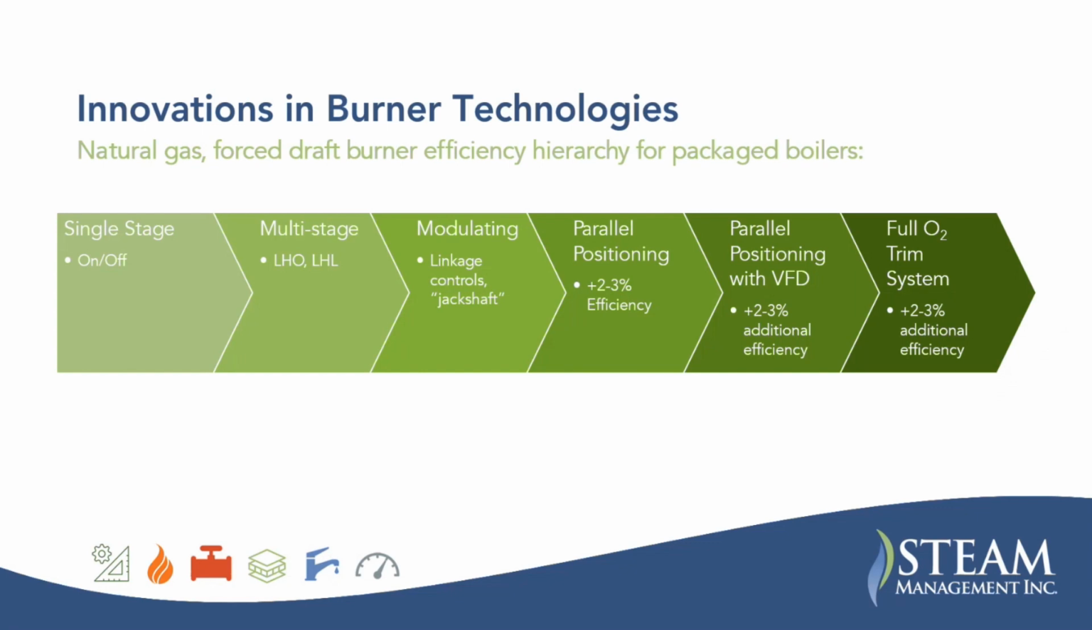Here I have a chart of an efficiency hierarchy, if you will. You have a single stage or on-off burner, multi-stage, modulating, parallel positioning with VFD, and a full O2 trim system, which is your highest efficiency. We'll go through some of those. We're going to skip single stage. That's basically just a burner that comes on when there's a call for heat and turns off when there's not.